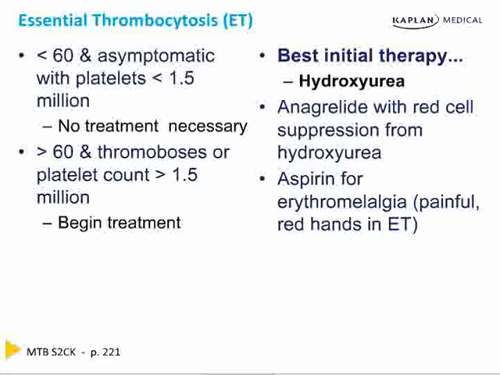If the person has thrombosis or painful red hands, painful red erythromelalgia, algia means pain. If a person has painful red hands and essential thrombocythemia, erythromelalgia, then we use aspirin to help keep the platelets from clumping together. We use aspirin to prevent those platelets clumping. Remember, young and asymptomatic, leave them alone. Older and symptomatic, hydroxyurea, sometimes with anagrelide.